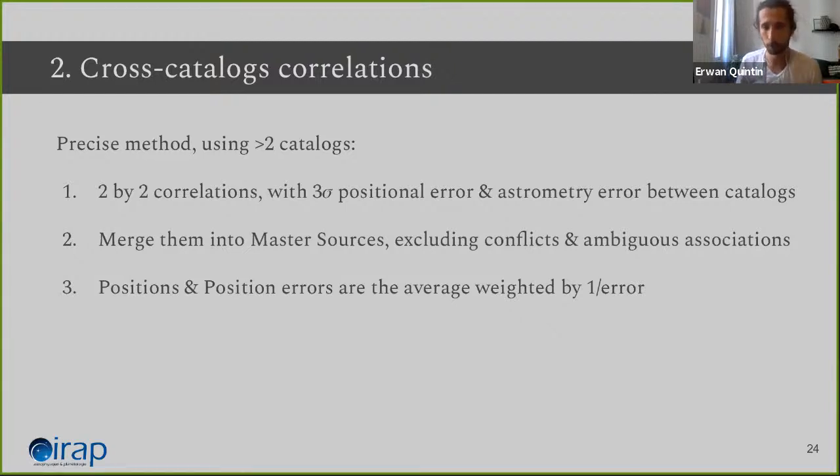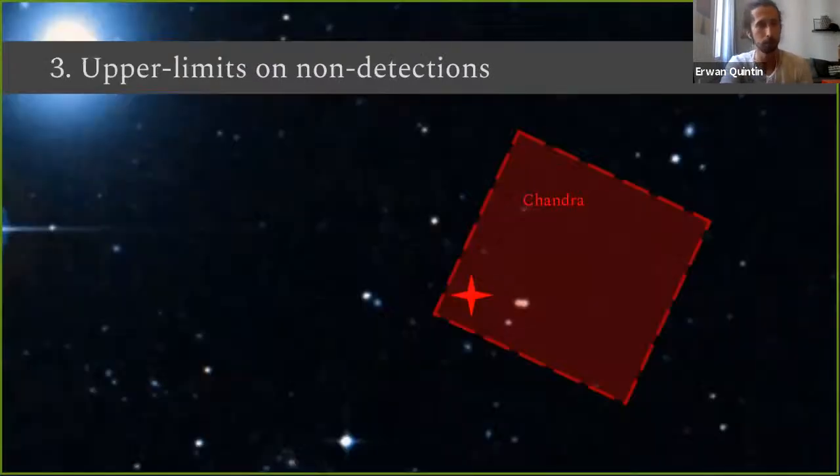We encountered some problems because of the different spatial resolution properties of those telescopes. So we chose to proceed in a very conservative manner. We excluded any conflicting or ambiguous association. And finally, the position and position errors of the sources are the weighted average.